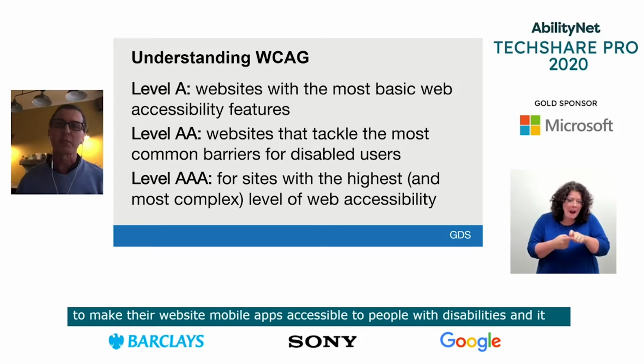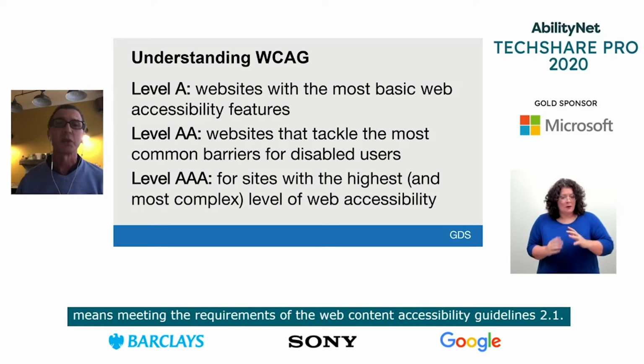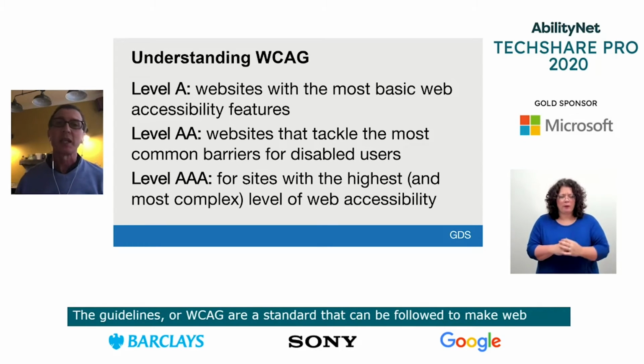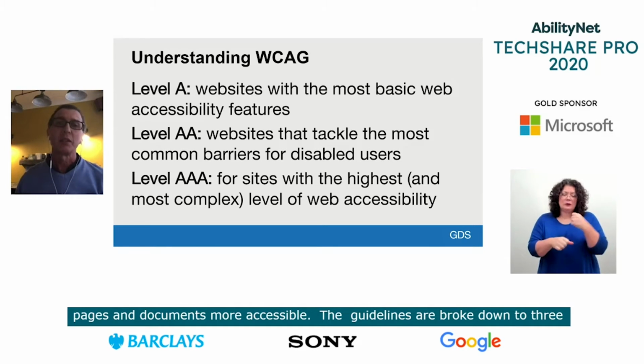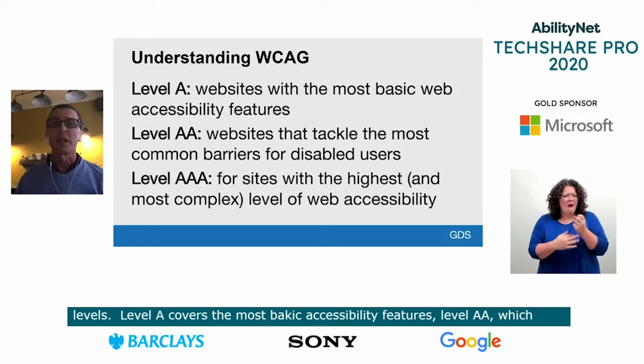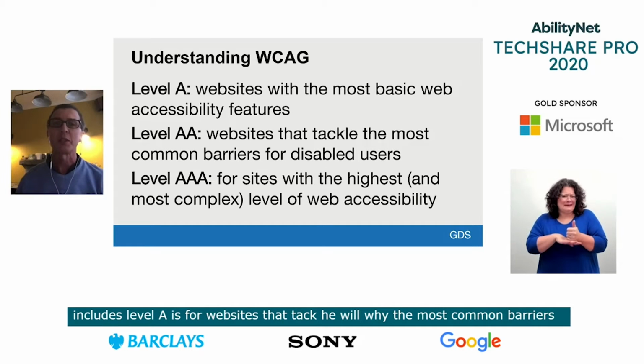The Web Content Accessibility Guidelines, or WCAG, are a standard that can be followed to make web pages, services and documents more accessible. The guidelines are broken down into 3 levels. Level A covers the most basic web accessibility features. Level AA, which includes Level A, is for websites that tackle the most common barriers for disabled users. And Level AAA is for sites with the highest and most complex level of web accessibility.